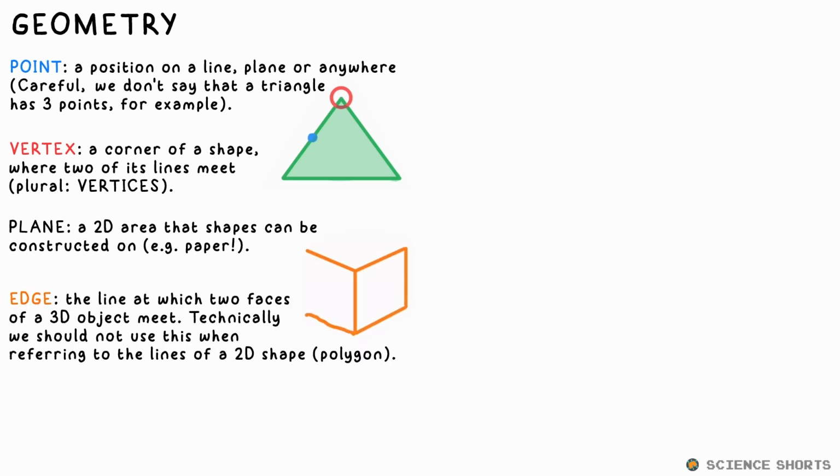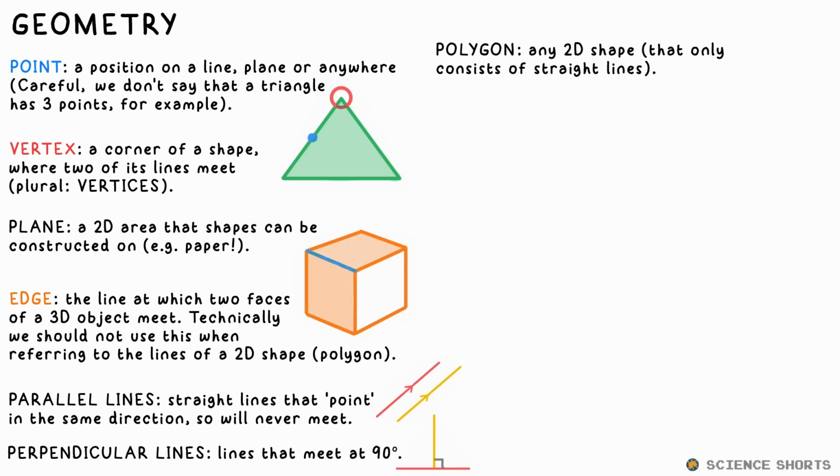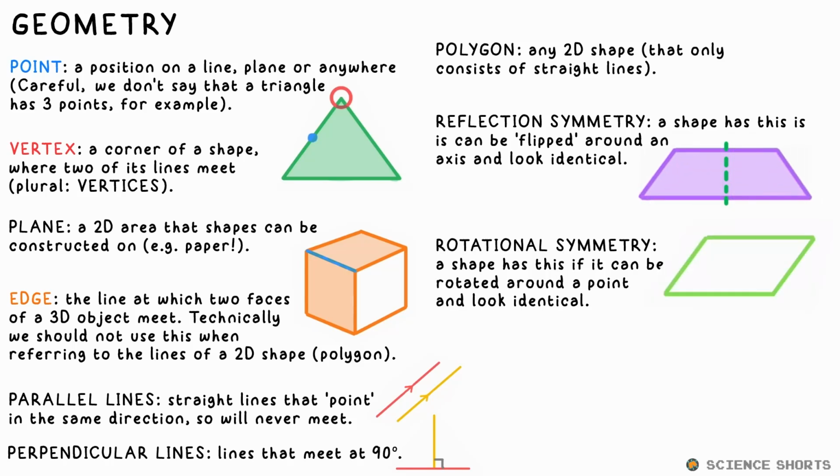An edge can only refer to where two planes meet on a three-dimensional object. Parallel lines are those that point in the same direction, as it were, but they will never meet if you extended them infinitely. Perpendicular lines meet in such a way that there is a right angle, 90 degrees, between them. A polygon is the general term given to any 2D shape, of which there are many. A polygon has reflection symmetry if it can be reflected around a line drawn on it. A parallelogram doesn't have reflection symmetry, but it does have rotational symmetry. It looks exactly the same if rotated around its center.